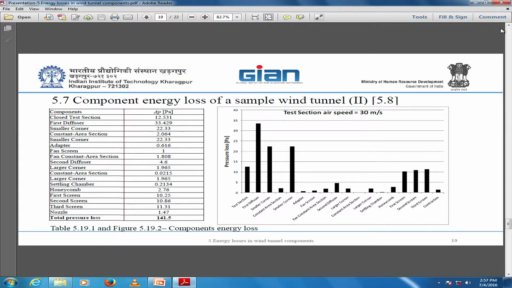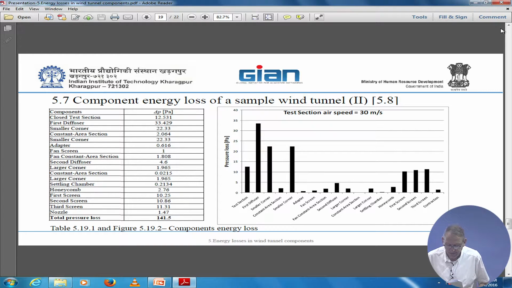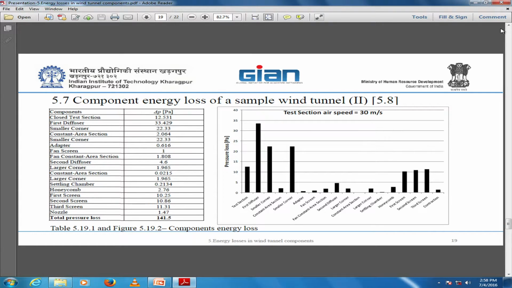And then you see that the honeycomb is not a serious issue, and the screens are an issue. You see the screens are the second contributors after the corner there. Though they are located in the settling chamber and they are not facing a high velocity, they are contributing to the loss.